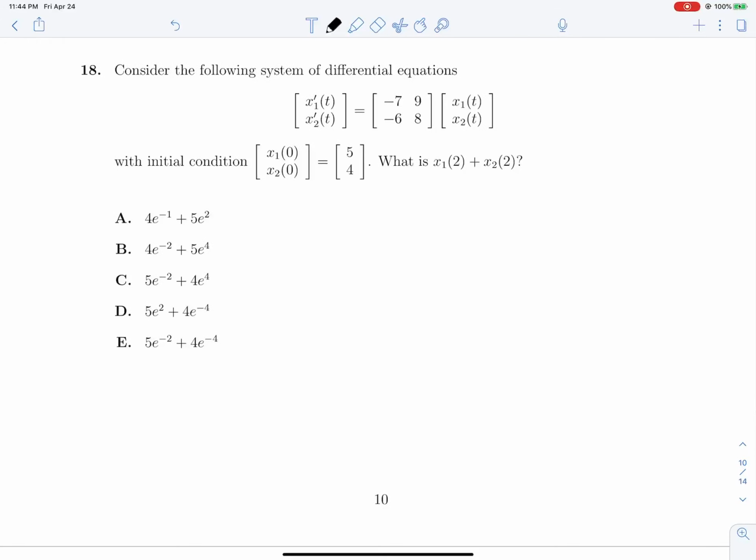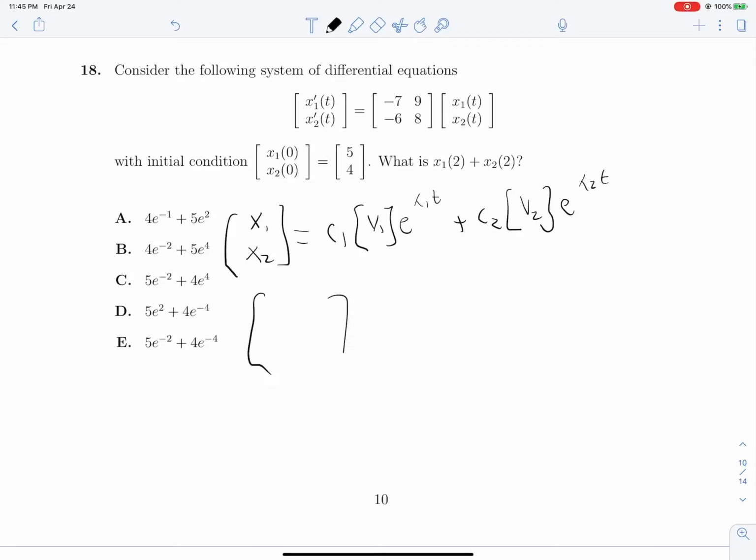18, let's consider the following system of differential equations with that initial condition. What is x1 at 2 plus x2 at 2, where x1 is this first equation and x2 is the solution to that second equation. So our solution will be in the form x1, x2 is equal to c1 v1 e to the lambda 1 t plus c2 v2 e to the lambda 2 t, where v1 and lambda 1 are an eigenvalue-eigenvector pair, and the same with v2 and lambda 2.